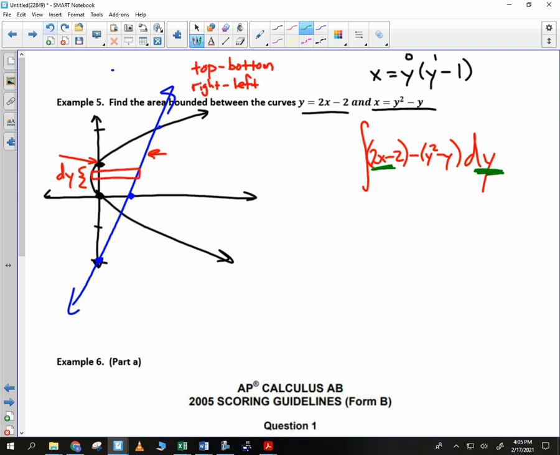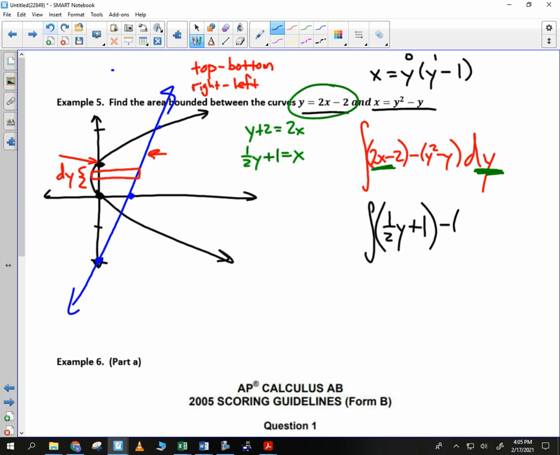Here I have an x. I have to get rid of that. So let's write it so that it's an x equals instead of a y equals. y plus 2 is equal to 2x, and divide by 2 and we get 1/2 y plus 1 is equal to x. Great. Now I can rewrite this integral to be 1/2 y plus 1 minus y squared minus y dy.